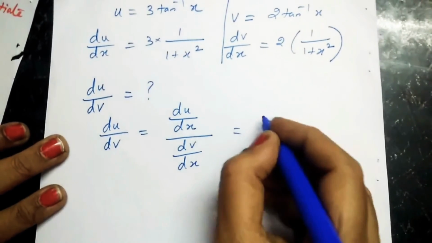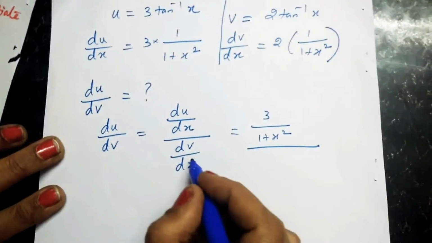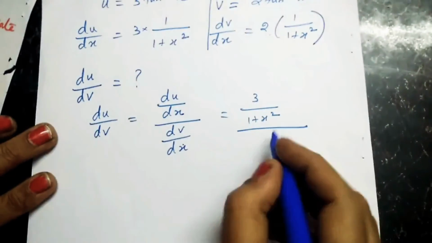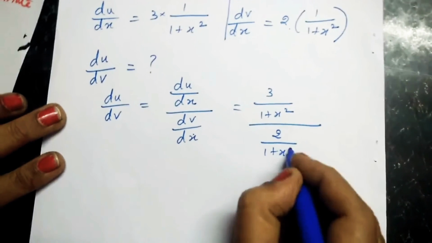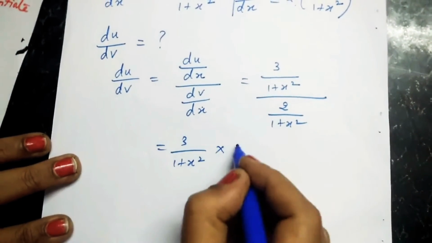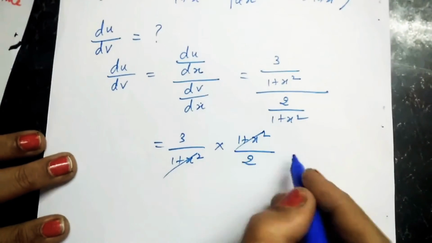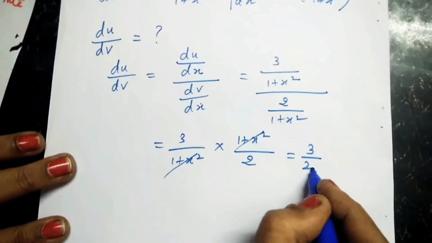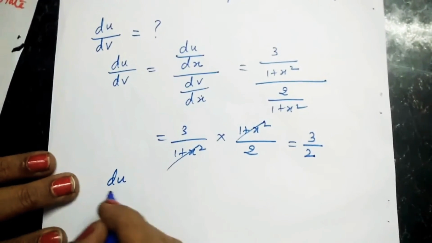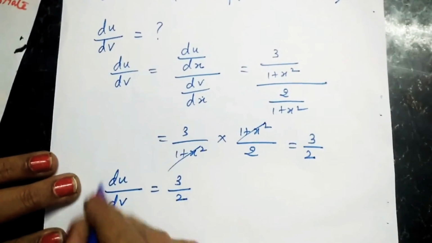Then the du by dx answer is 3 by 1 plus x square, divided by the dv by dx answer, which is 2 by 1 plus x square. Now 3 by 1 plus x square into 1 plus x square by 2. Cancel this reciprocal: 3 by 2. This is our value of differentiating the u function with respect to v, which is equal to 3 by 2.